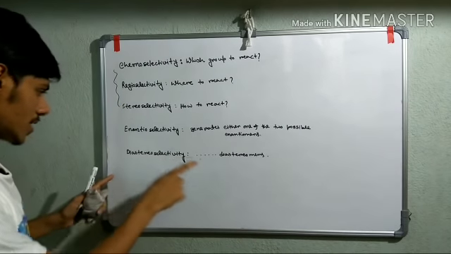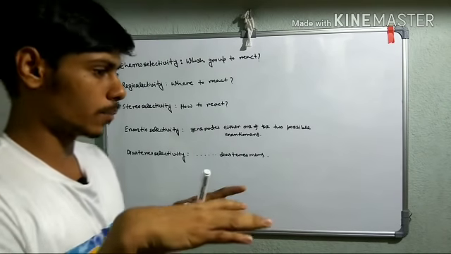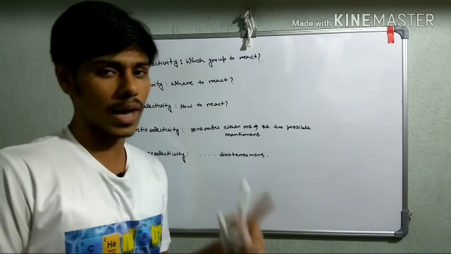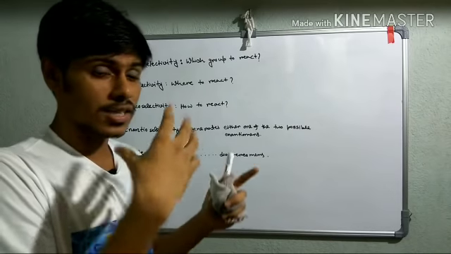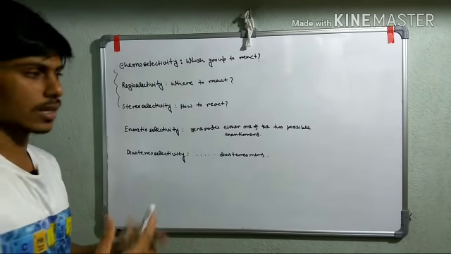Whereas in case of diastereoselectivity, if there is a possibility of getting two diastereomers, out of which one you are getting as major, then it is called diastereoselectivity, but both are stereoselectivity.